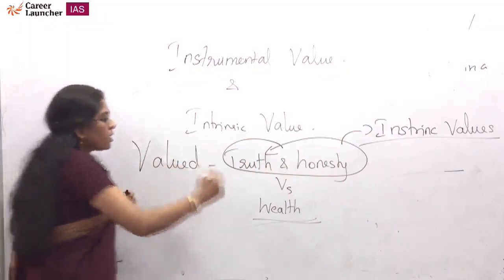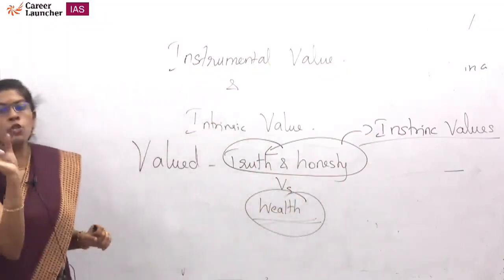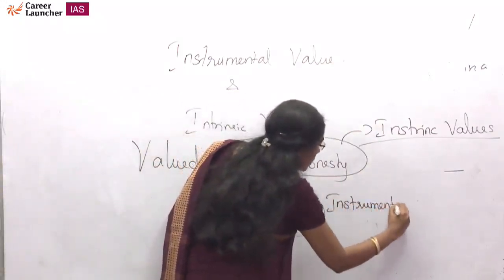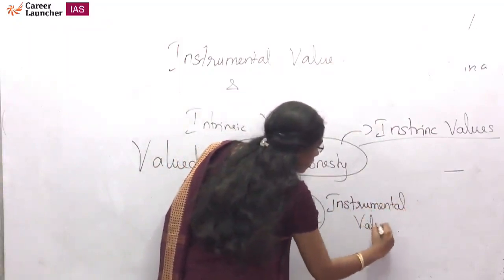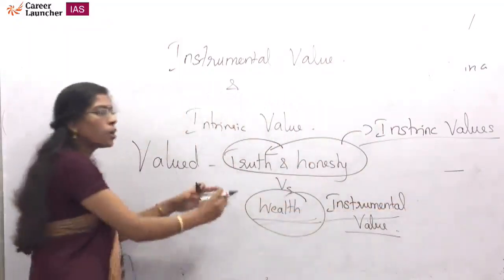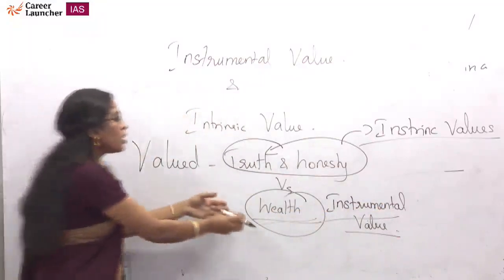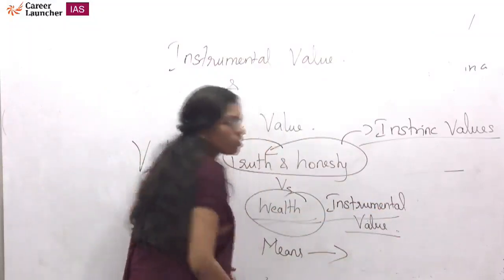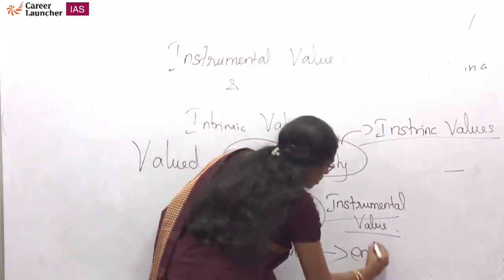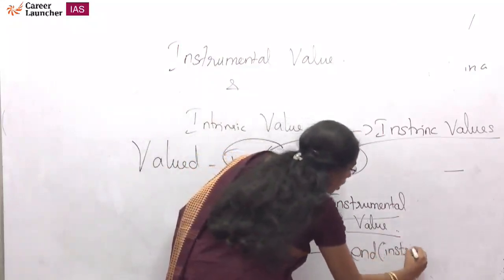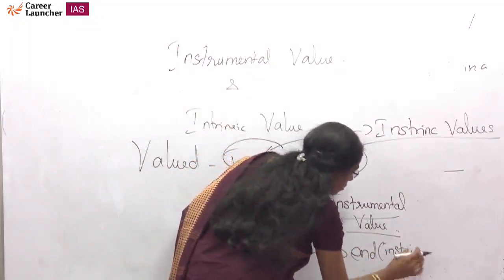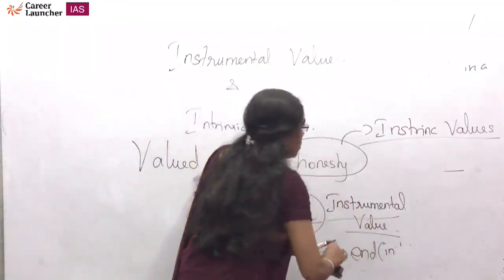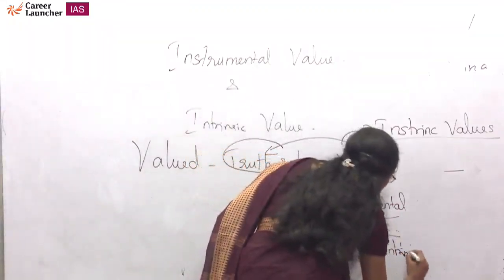But if you take wealth, that is money, money is only an instrumental value. What is the meaning of that? It is not having a value of its own. We are using money as a means to achieve an end. That is an intrinsic value. Instrumental value always acts as a means to an intrinsic value.